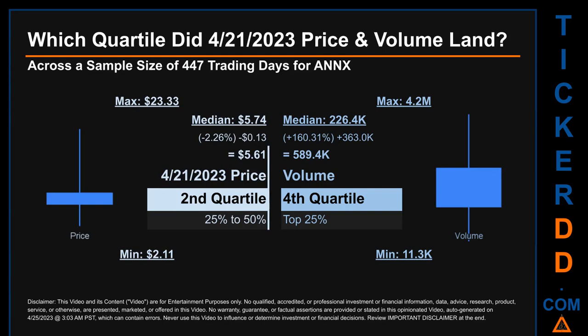Quartiles tell us about the spread of a data set by breaking that data set into quarters, just like how the median breaks the set into half. Descriptively, ANNX has a median price of $5.74. Therefore, April 21, 2023 price was lower from that middle marker by 2.26%. The day's volume of 589.4 thousand was more than the median by 160.31%.